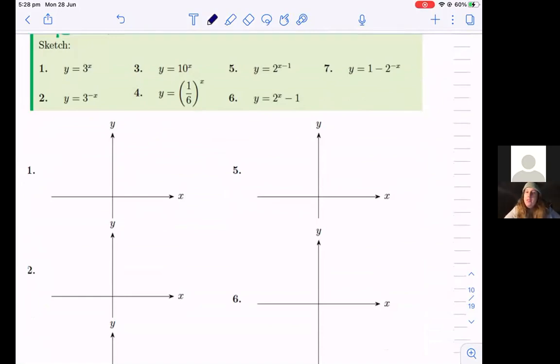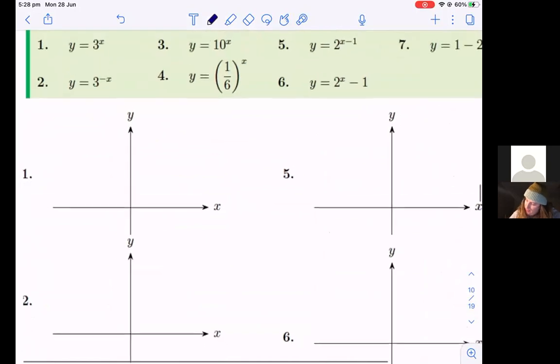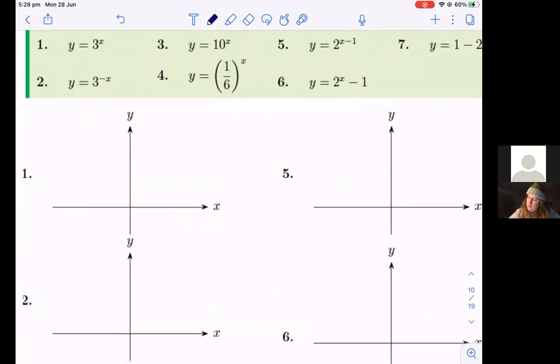Think of transformations. You always want to put on your intercept and you always want to chuck in another value. It's always easiest to chuck in x equals 1 as the other value. So your intercept for most of these, it's going to be 3 to the 0, which is 1. Anything to the 0, it's going to be 1. Then your next value, if we chuck in 1, 3 to the 1 equals 3.